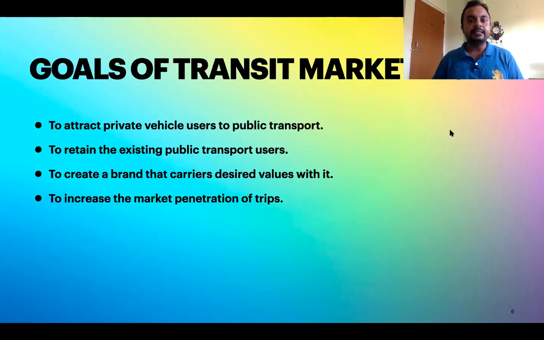Next, to retain the existing public transport users. One way of marketing is to give more comfort to the people who are presently using these public transport systems. If you maintain clean buses and metro rails, and maintain the bus systems or metro rail systems on proper time, then what will happen? The public will be more happy. And likewise, the existing users will not move to private transport.